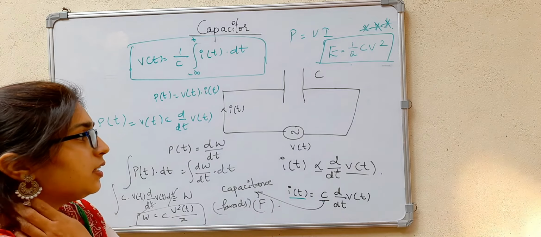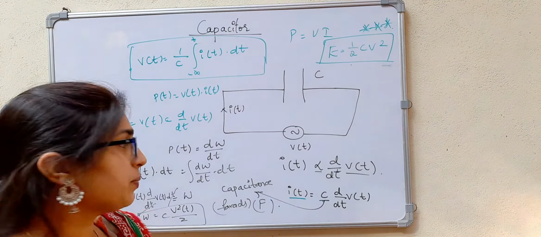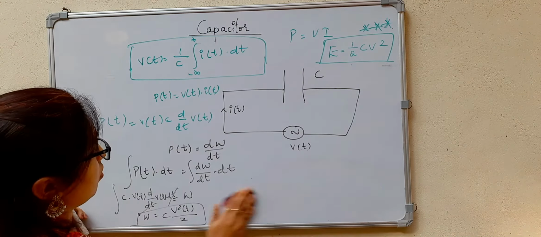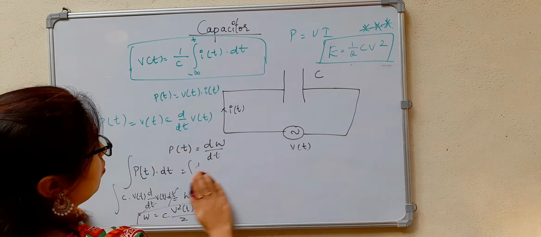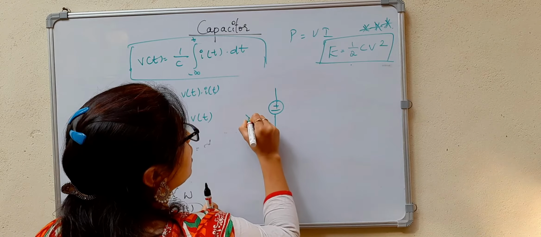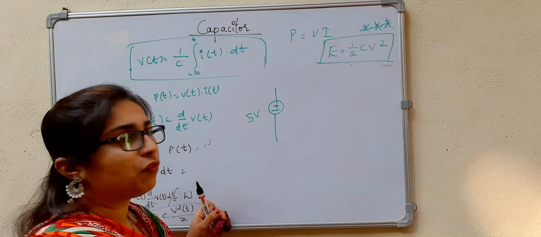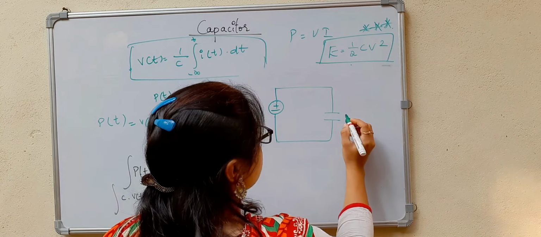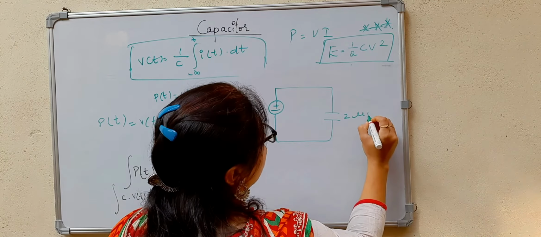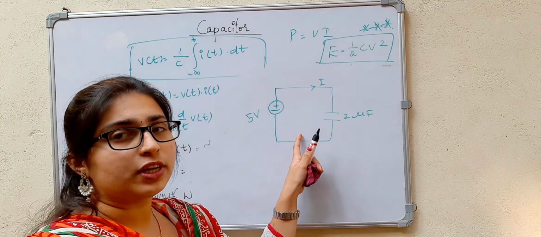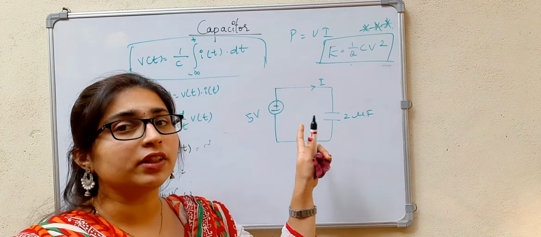Now if I consider a constant voltage source, this is a constant voltage source delivering a voltage of 5 volts. I will consider a capacitor here, say 2 microfarad. The current flowing is I here. This is a constant voltage source, that means it is not varying with time.